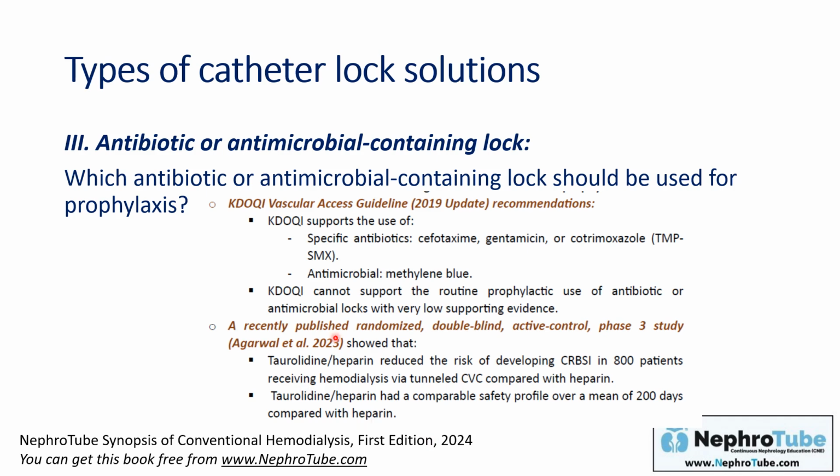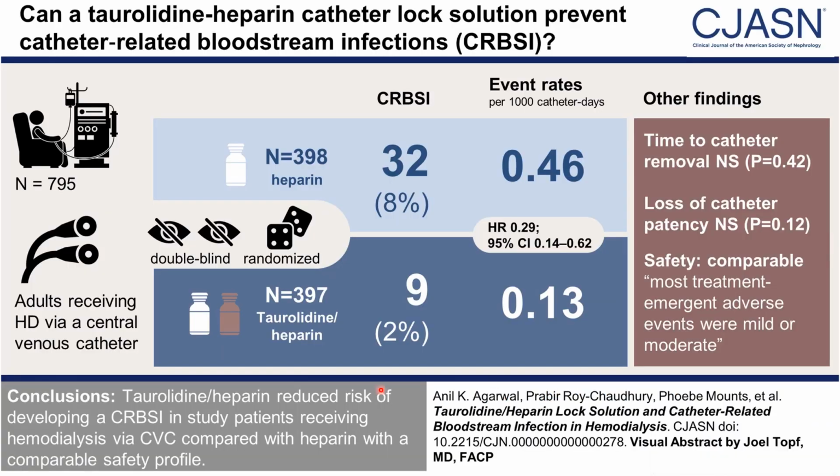But a recently published randomized double-blinded trial showed that the use of toluidine blue with heparin in comparison with heparin decreased the rate and the incidence of CRBSI, and decreased the event rates for every 1,000 catheter days. And also regarding safety at 200 days, both of them are comparable regarding safety. So there is a new evidence that toluidine blue heparin has a better protective effect regarding catheter-related bloodstream infection.